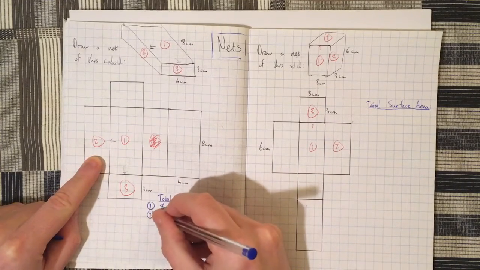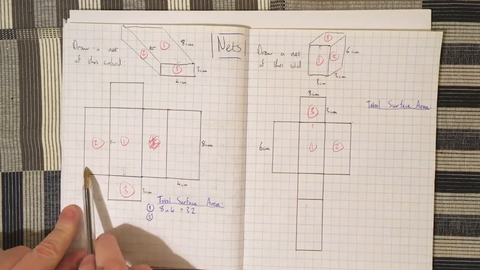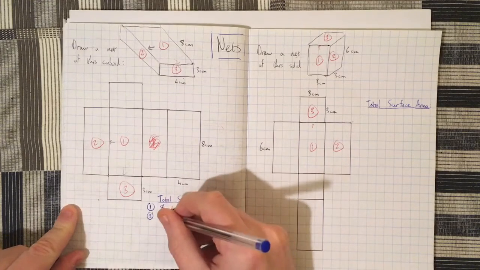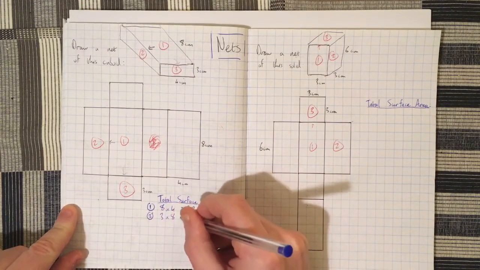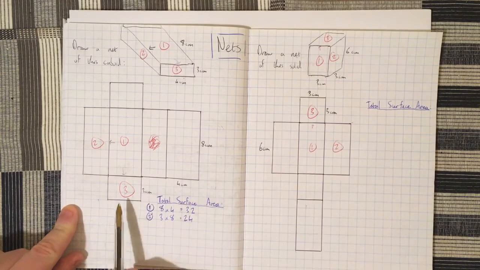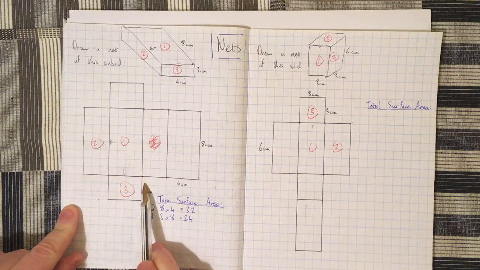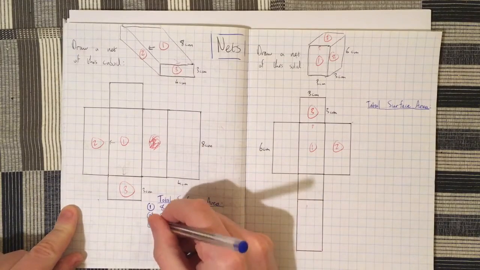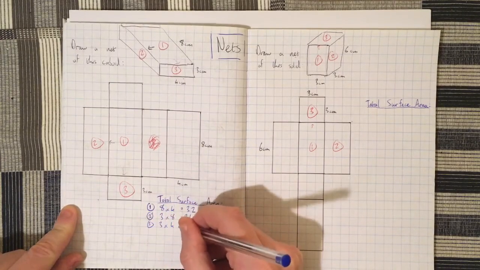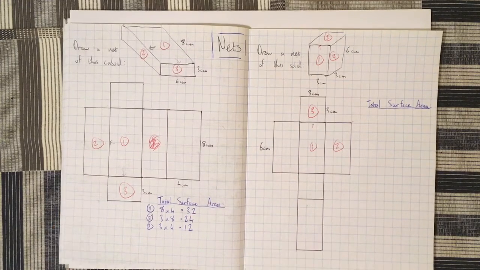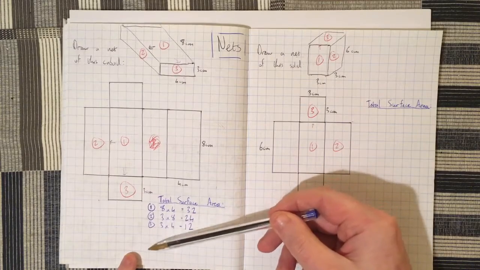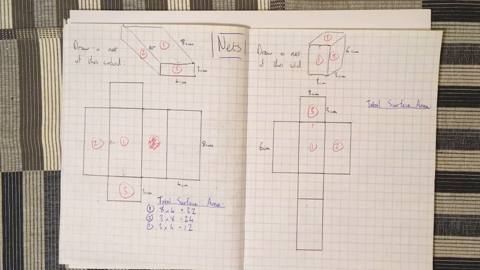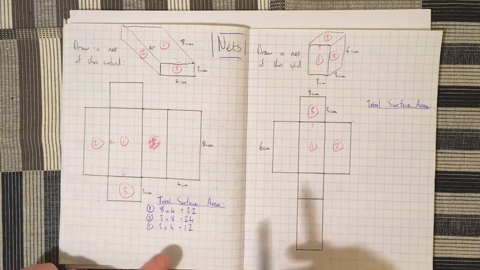Side 2 here is going to be 3 by 8, and that's 24. Side 3 down here is 3 by 4. It's one of these ones here. That's equal to 12. What you can do to get the other ones is get them all separately and then add them together. That's what I'll do first, and then I'll show you another way I could have done it.